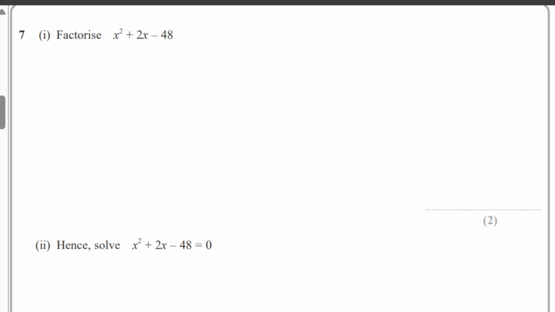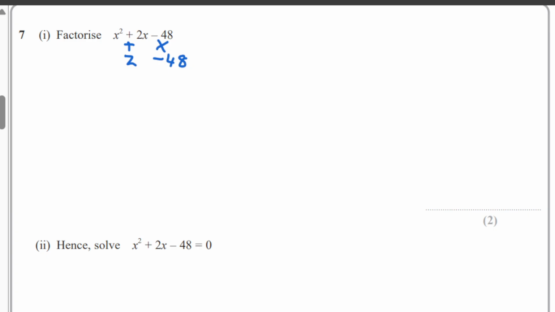Question 7 is 3 marks. Part A says factorize x squared plus 2x minus 48. There are different ways to do this. Some students do prefer to use the quadratic formula. I don't. Now, the easier way to do this is find two numbers that multiply to make negative 48 and add to make 2.